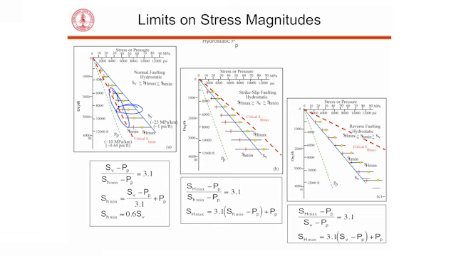In a normal faulting environment, there's a lower limit on the magnitude of the least horizontal stress. Similarly, in a strike-slip faulting environment, if we know the value of the minimum horizontal stress, we can say what the upper bound of the maximum horizontal stress is. So the anisotropy between the two horizontal stresses is bounded by the strength of the crust.